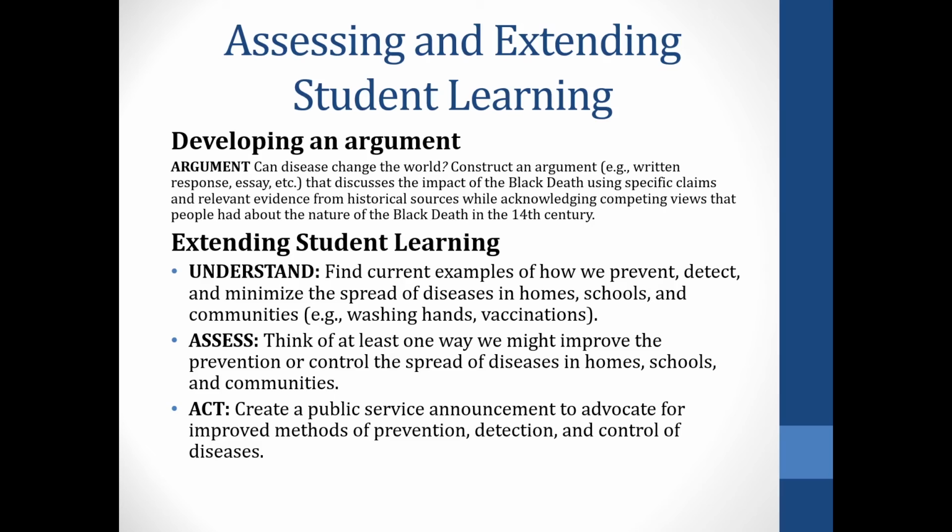Find current examples of how we prevent, detect, and minimize the spread of diseases in homes, schools, and communities. You can see the word here, vaccinations. Wow. I don't think I have to say a whole lot about this, because students, by virtue of the fact that they're probably on social media pretty frequently, are familiar with the non-vaccinators versus the vaccinators. And especially considering the recent outbreak, near epidemic proportions if not epidemic, of measles on the West Coast because so many people did not vaccinate their children.